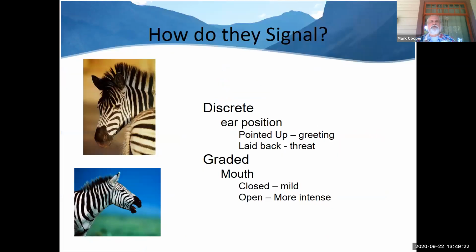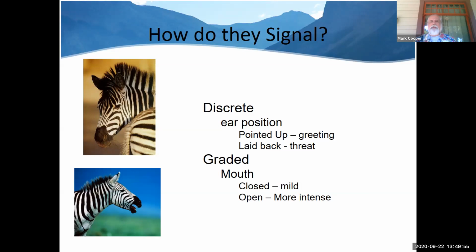All right, and then the last one is we're going to use zebras, and horses do the same thing. There's a video I want you to watch on the horse whisperer, and we'll talk about those during our Zoom. But there are two kinds of signals: a discrete signal and a graded signal. Discrete signals are all or nothing, like an on-off switch. So ears pointed up in equines usually means a greeting, and ears laid back across the head is a threat.